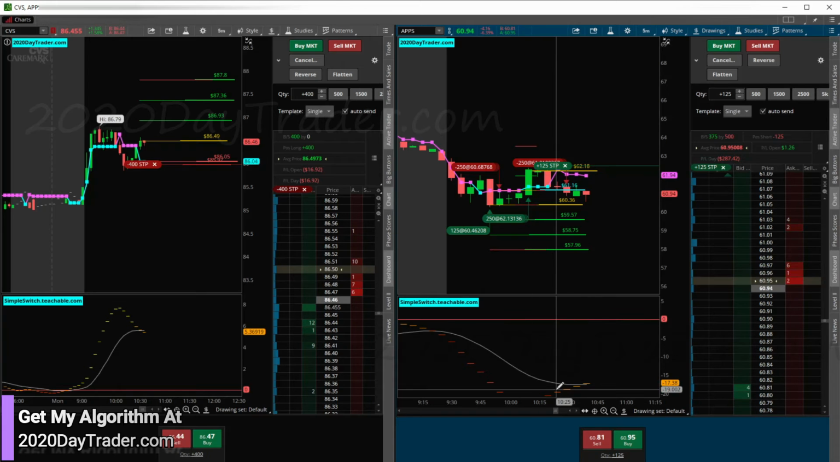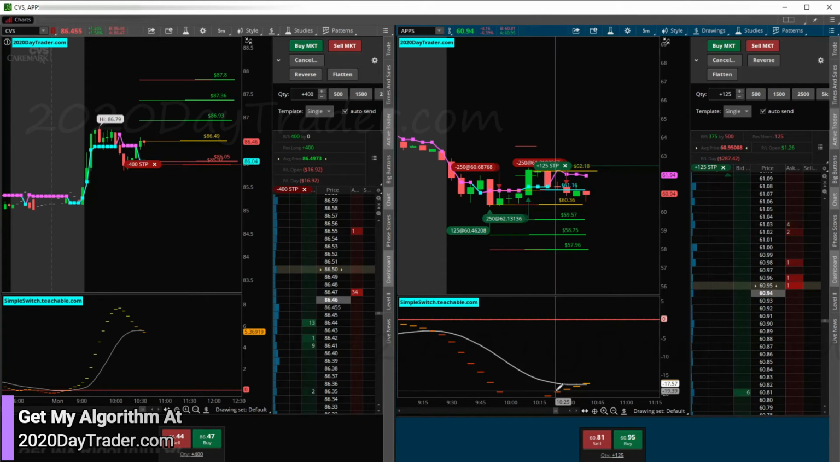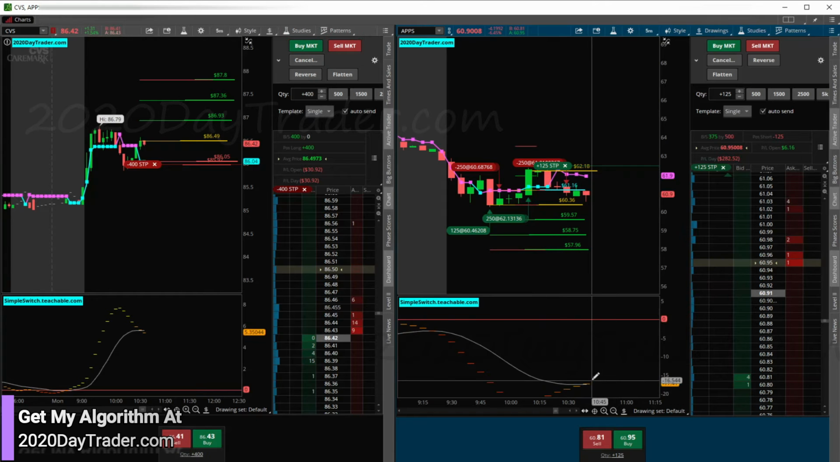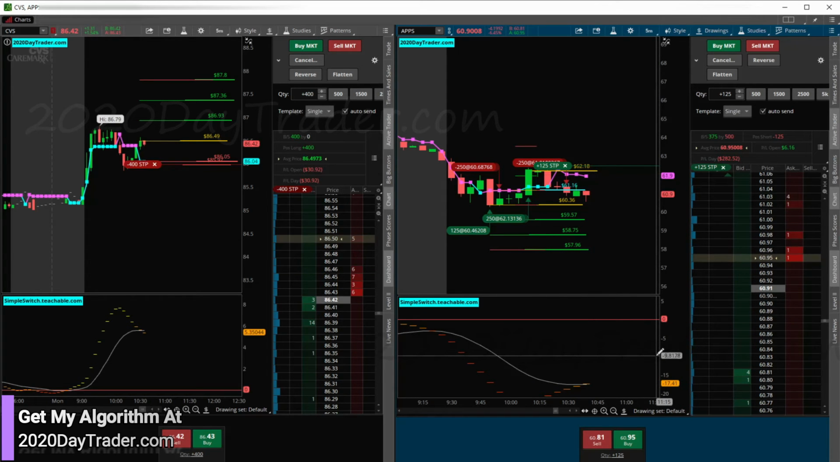So you can see here, it gives me a little bit of confidence that it switched and we had permission to short it here for another trade, for a second trade. So when I jumped in, this is curling up and it's crossing now. So we'll see what happens here.